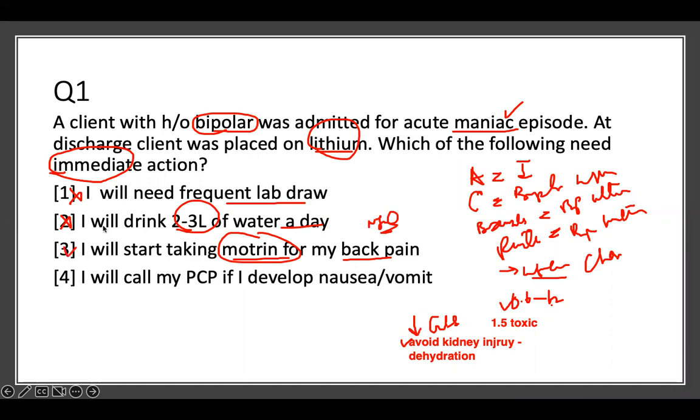So we need intervention. "I will call my PCP if I develop nausea and vomiting." The early signs of lithium toxicity are GI toxicity, the same thing as digoxin. You need to call your doctor, and that's true, so I don't need to intervene. So the right answer is 3. The patient should stop taking any Motrin, anything that will cause injury to the kidney.